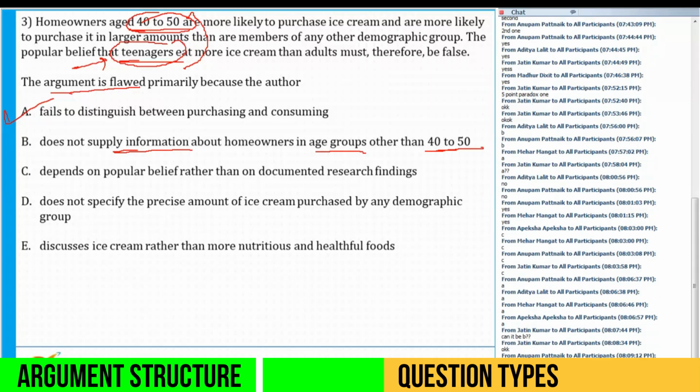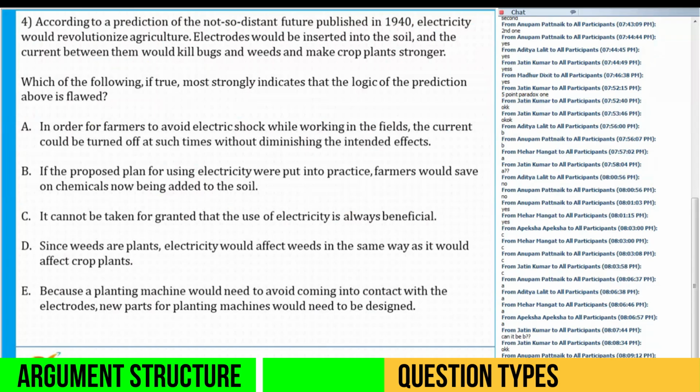Question number 4. According to a prediction of the not so distant future published in 1940, electricity would revolutionize agriculture. Electrodes would be inserted into the soil, and the current between them would kill bugs and weeds and make crop plants stronger. Okay. Which of the following most strongly indicates that the logic of the prediction above is flawed?